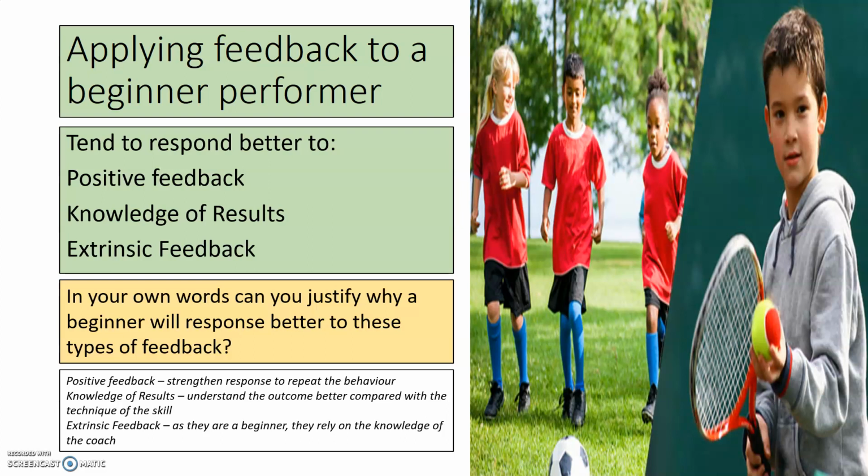Knowledge of results looks at understanding the outcome better compared with the technique of the skill. So as a beginner, we perhaps don't know all the elements, all the key points of that technique. But what we do know is whether we've achieved it or not. As a beginner, we're pretty confident and able to figure out whether we kicked that ball into the goal or not, or whether it went wide or went over. So we've got a good knowledge of results.